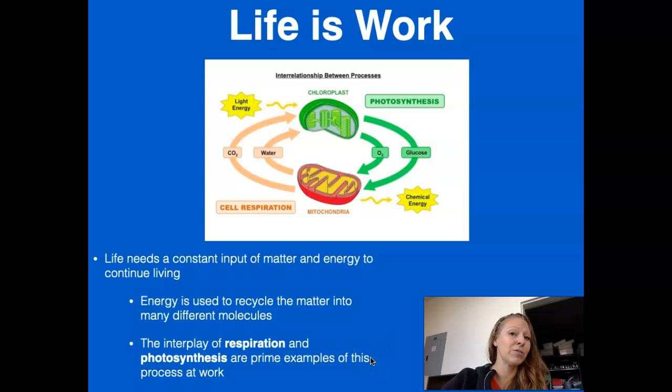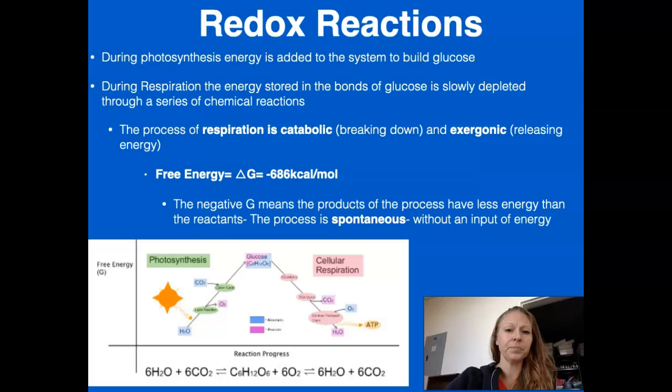It's the light energy from the sun that allows us to take the carbons and the hydrogens and the oxygens and put them together. It's the energy from our food that allows us to take those carbons, hydrogens, and oxygens apart and to release carbon dioxide and water. So it is energy that fuels the nutrient cycles. And so during photosynthesis, energy is added to the system.